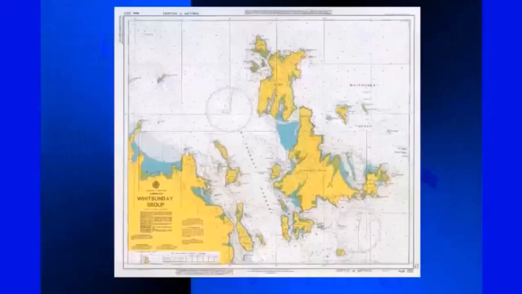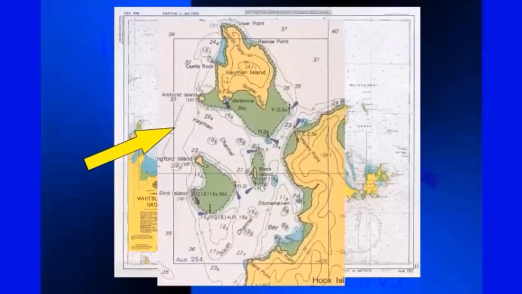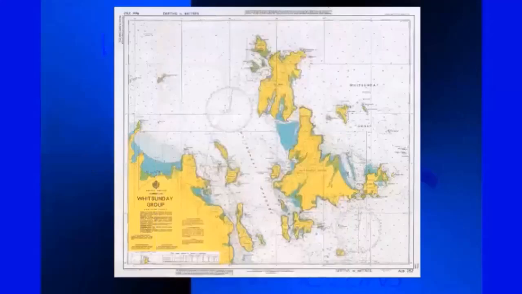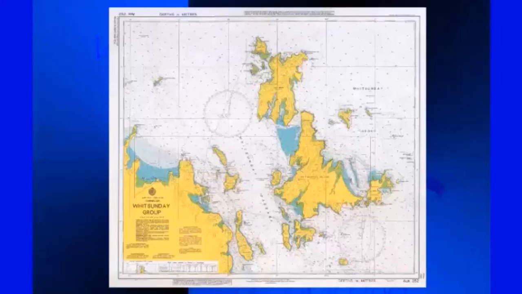The purple lines on the chart show where adjacent charts line up or will indicate an inset plan of that area. You can see, for example, that the area around Hayman Island is featured in greater detail on chart AUS 254. So, all that together with conversion scales, tidal details and notes etc. means far more information than most land maps.